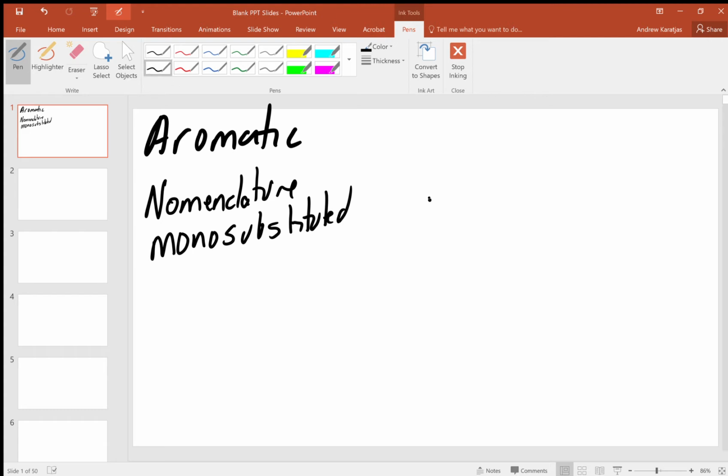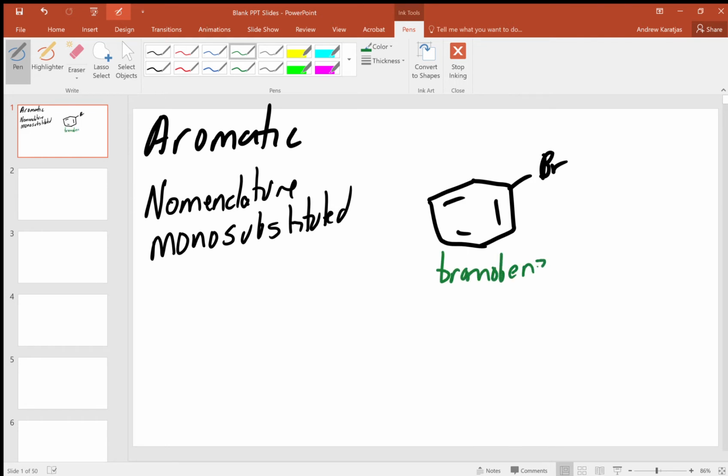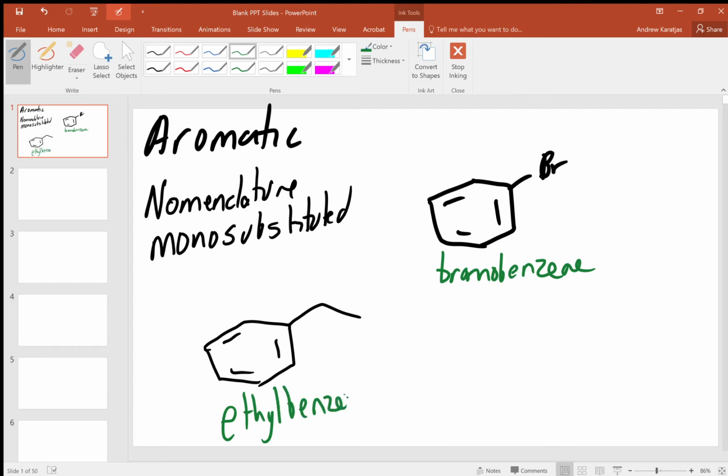So why do I say monosubstituted should seem easy? Well, in many cases, such as this one, with only a single substituent, we just name the substituent and then the parent, which is of course benzene. So here we just have bromobenzene. And this is the case for any monosubstituted aromatic. Which would make this ethylbenzene. Again, just name the group followed by benzene. Probably seems pretty straightforward so far.